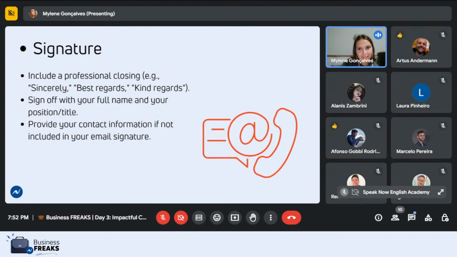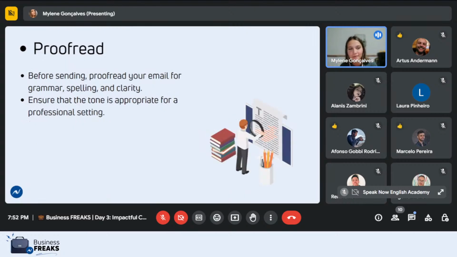And the last one, last but not least, proofread. Remember the attachment we were talking about before? Make sure that it's there. Not only do you need to confirm the attachment is there, but also see if the words are written in a correct way, if the grammar is okay, if the spelling is okay, if it's clear. If you read your email again and you don't understand something and you have to reread it, that's not good. So please erase it and try to write it again in a clearer way, okay?